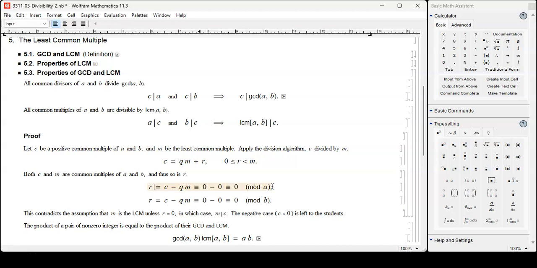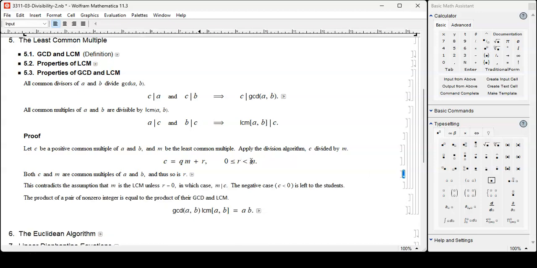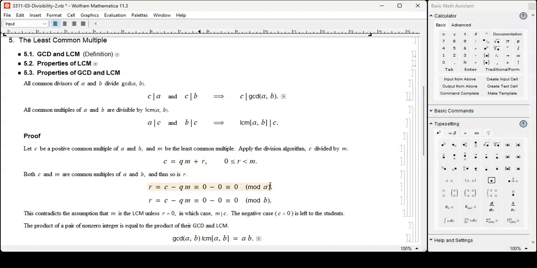R is divisible by both A and B, so R is a common multiple, and strictly less than M, which is the least common multiple. I said common divisor, I should have said common multiple. R is a common multiple of A and B. You see, it's divisible by A and it's divisible by B. So R is a common multiple of both A and B, and less than the least common multiple.